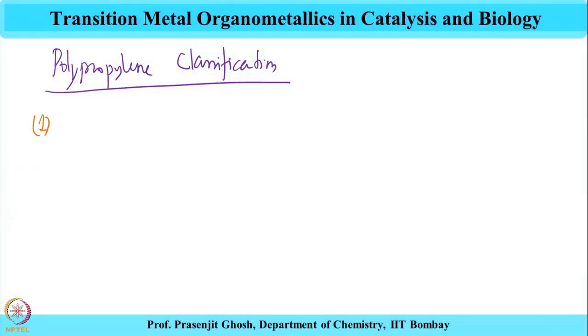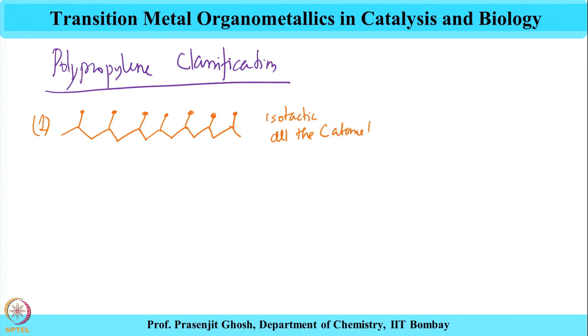The first one is an arrangement like this, where all the methyl groups are pointed towards one direction. These are called isotactic polymers, and all the carbon atoms have the same configuration. And this is called IPP.